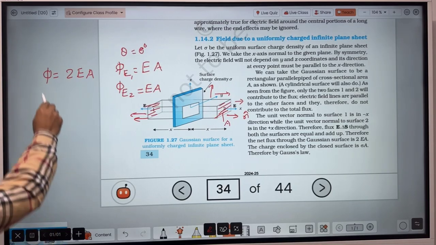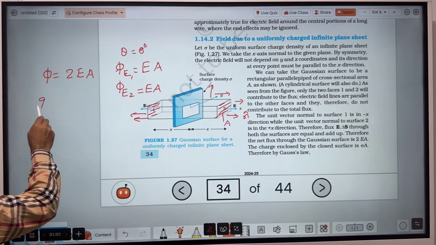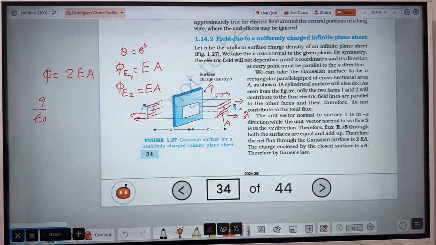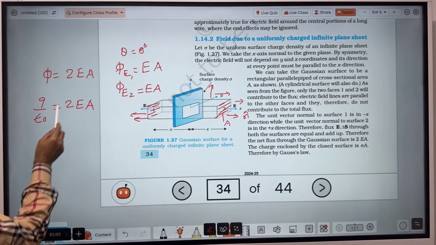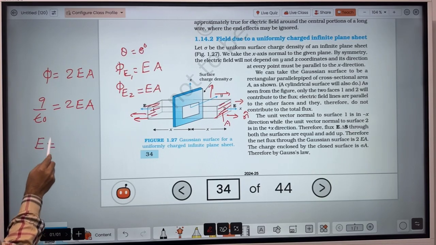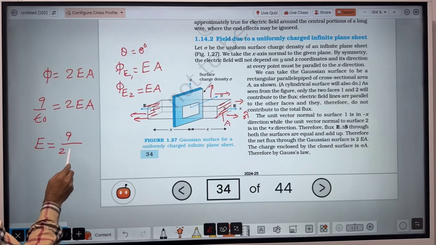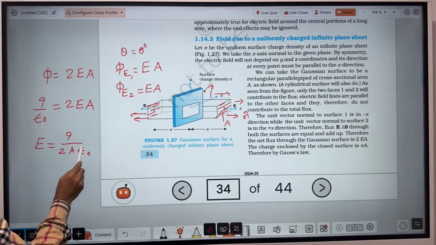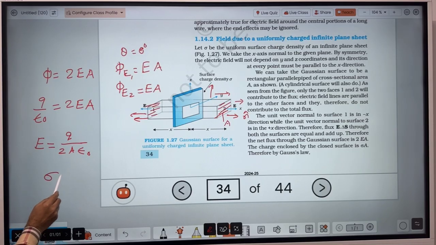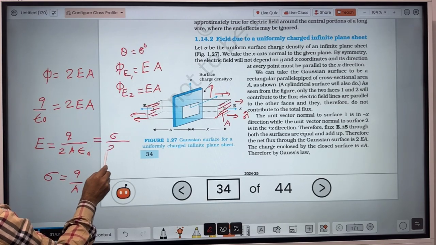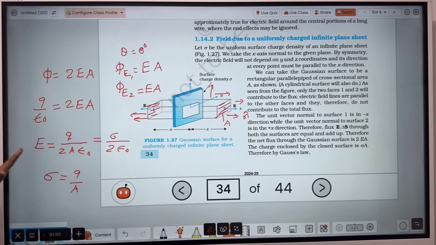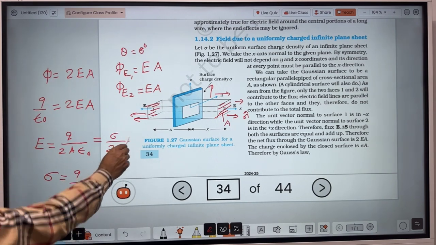And you know that phi is Q upon epsilon naught. So 2EA equals Q upon epsilon naught. Here our concern is to get E. So E will be equal to Q upon 2A epsilon naught. But if you remember, I told you about the surface charge density sigma. Sigma is given by Q upon A. So this becomes sigma divided by 2 epsilon naught. If you want to make it in vector form, then you can add n cap.